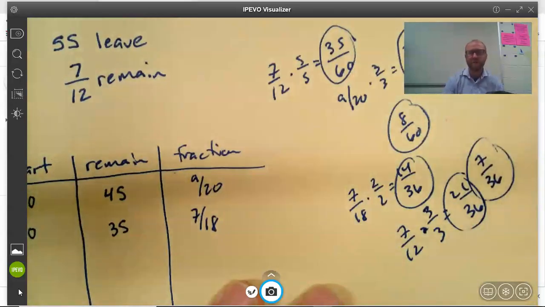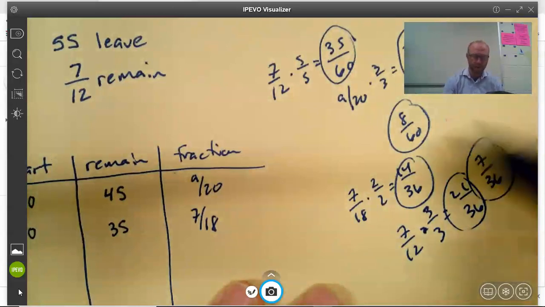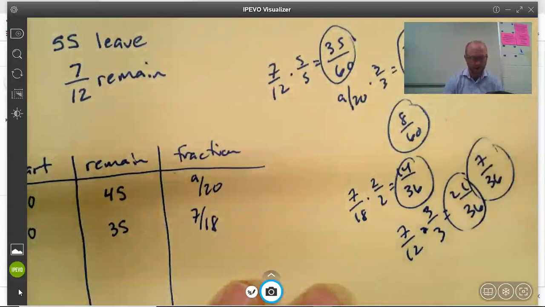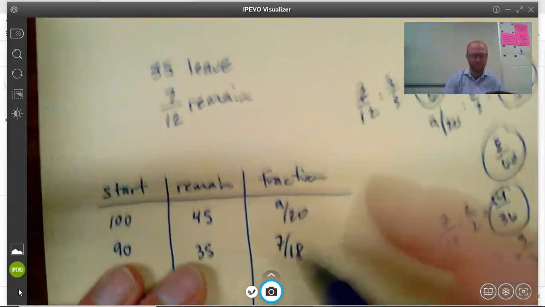Which one of these is bigger? Are we getting closer? Are we getting smaller? I guess I could find a common denominator here and figure out which one is bigger or smaller, but it's starting to get complicated. So let's try something different. Let's turn these into decimals.